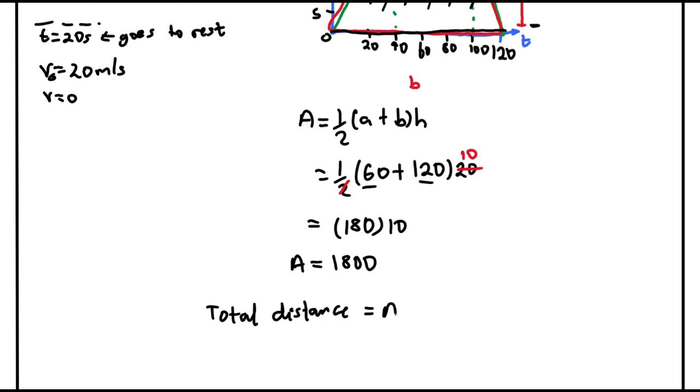Now, total distance traveled is equal to the area under the graph. That means that our distance is equal to 1,800 meters.